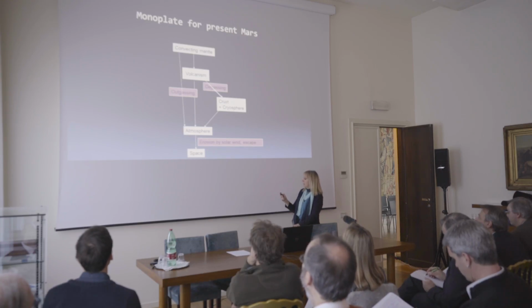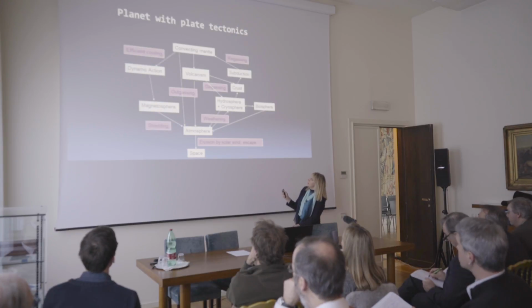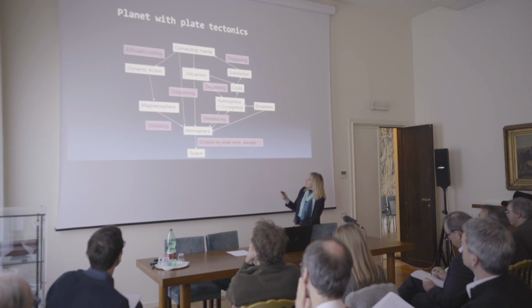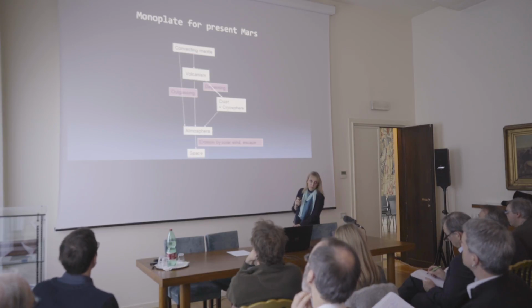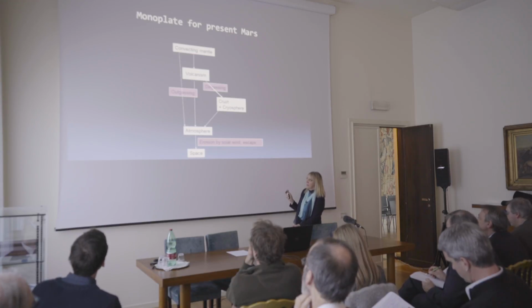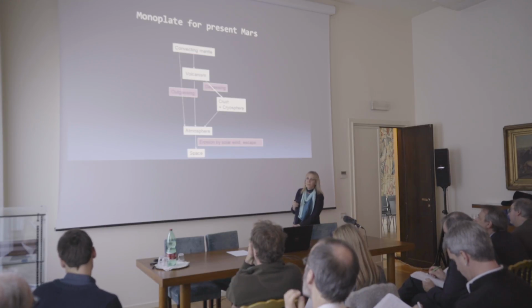So we come back to that one, and we now take out, so I go back here, this is a planet with a plate tectonic like Earth. Now we have the planet Mars at present. We don't have plate tectonic, we only have a crust, we have some volcanism, we have an atmosphere, but this one is very, very small.